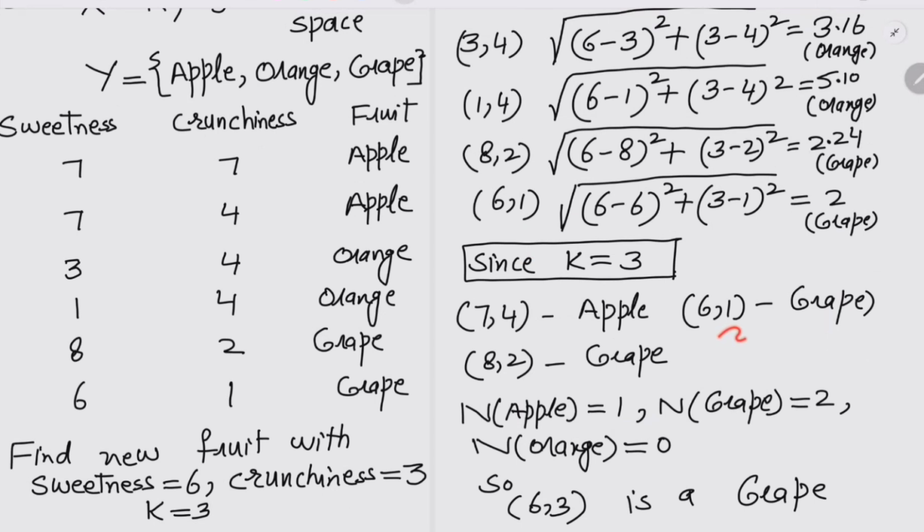So as we discussed in the definition, how many apples do we have? We have 1 apple. And how many grapes do we have? We have 1, and we have 2. How many oranges do we have? We have 0. So it means that the majority vote is for grapes, so the unknown point 0.63 is a grape.